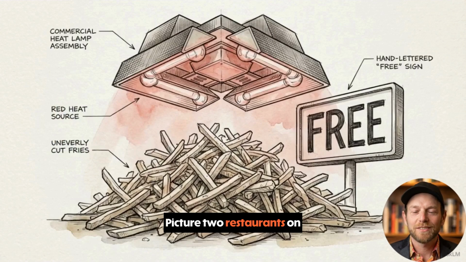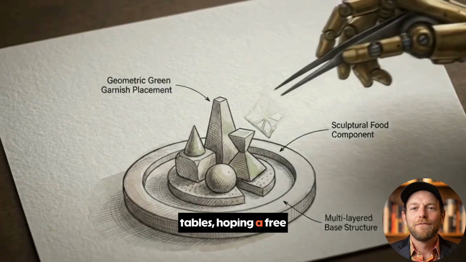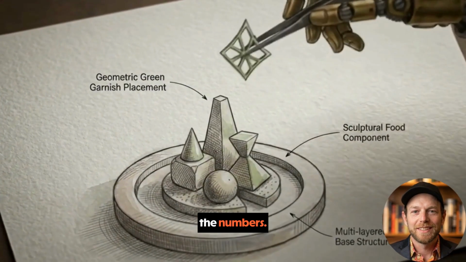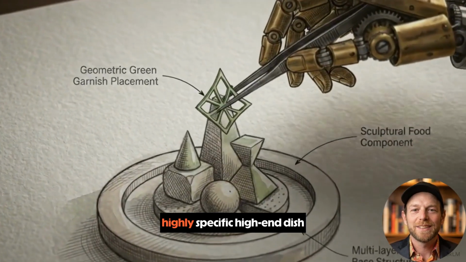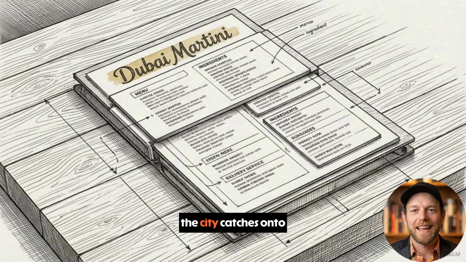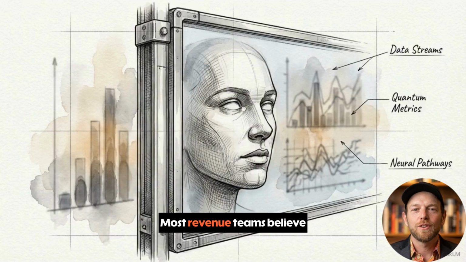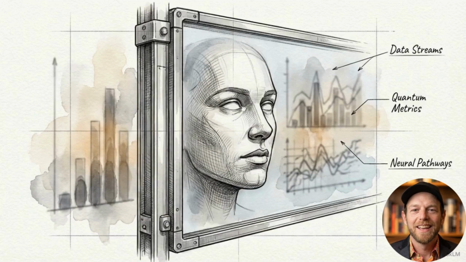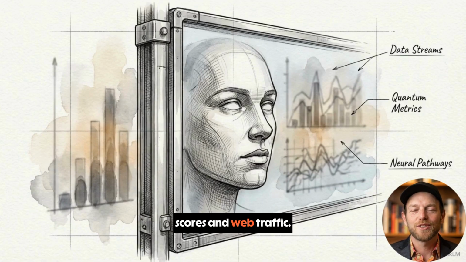Picture two restaurants on the same street. One relies on reactionary, margin-crushing discounts to fill tables, hoping a free fries promotion will fix the numbers. The other puts a highly specific, high-end dish on the menu weeks before every competitor in the city catches on to the trend.